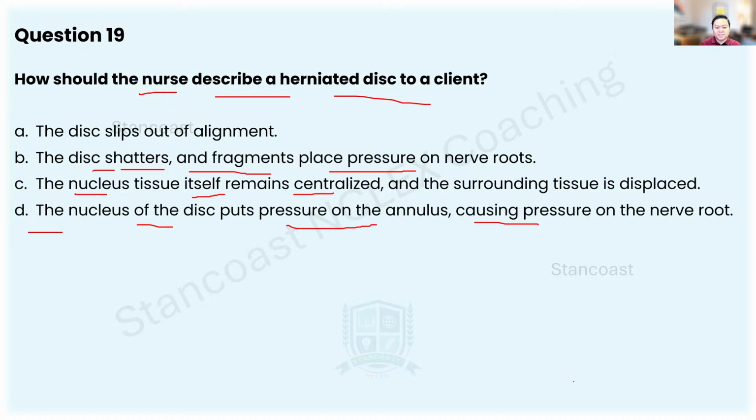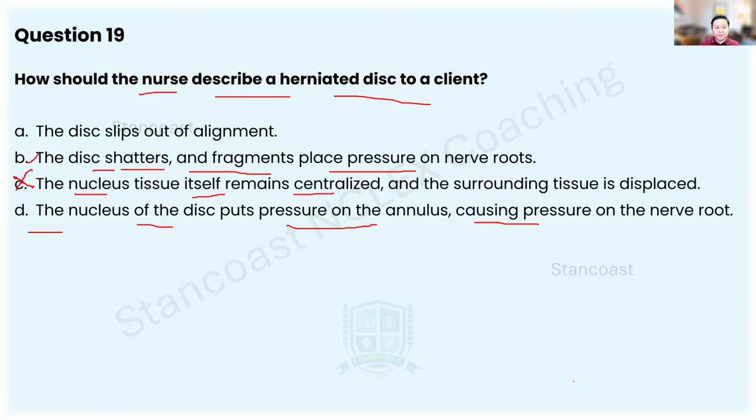Okay, not quite. So if you're answering letter C, that is incorrect. Letter C is incorrect. Why? Because in a herniated disc, the nucleus does not stay centralized. It moves out and it will press onto the surrounding annulus and also the nerve roots. So this is false.